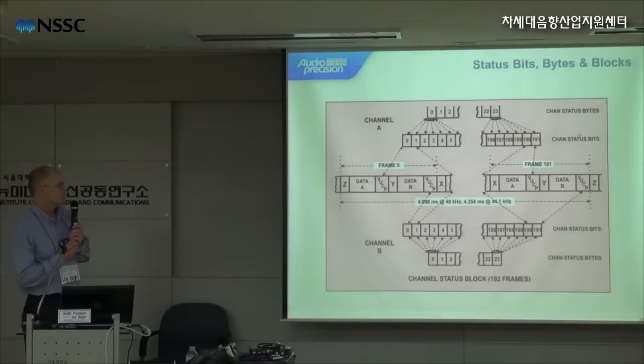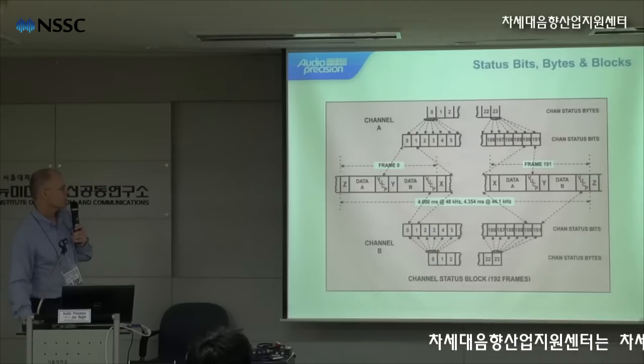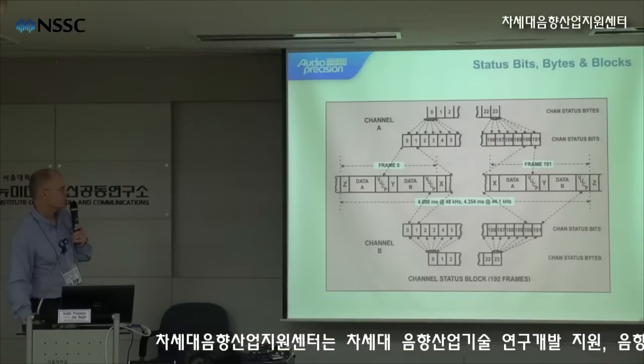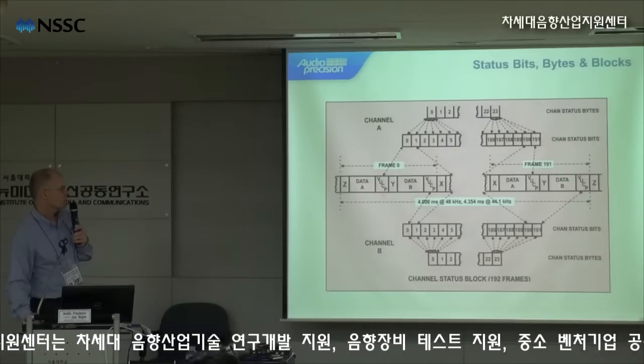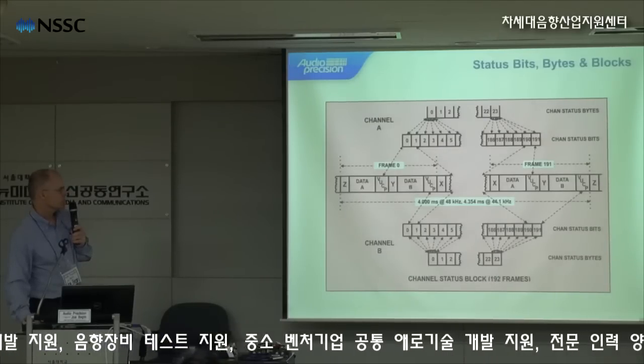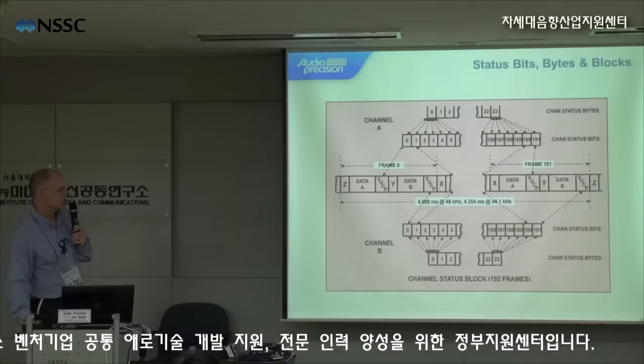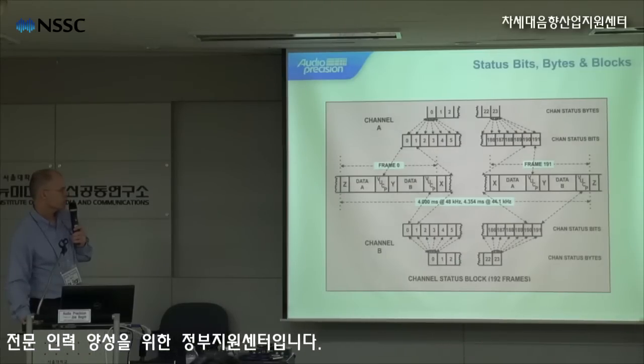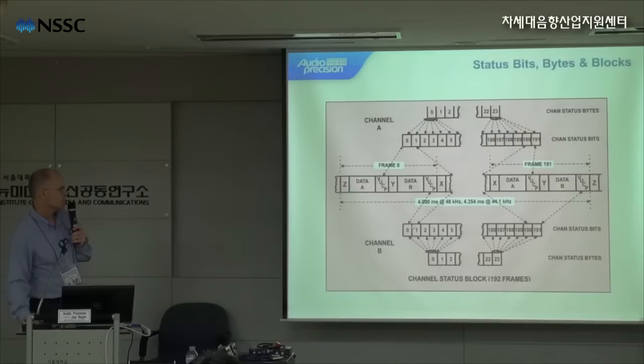So this shows the status bits, the bytes, and the blocks of data. You can see here we have channel A. This would be frame 0 with a Z preamble, then a Y preamble, then X. And the channel status block is going to be 192 frames long, or 4 milliseconds at 48 kilohertz. Within the stream we have the VUCP bits, and when we assemble, we pull the bits out of these U and C values for all 192 frames. We would get 192 channel status bits and 192 user bits.